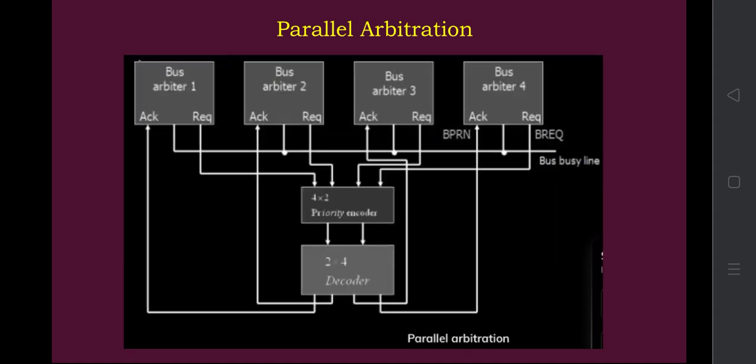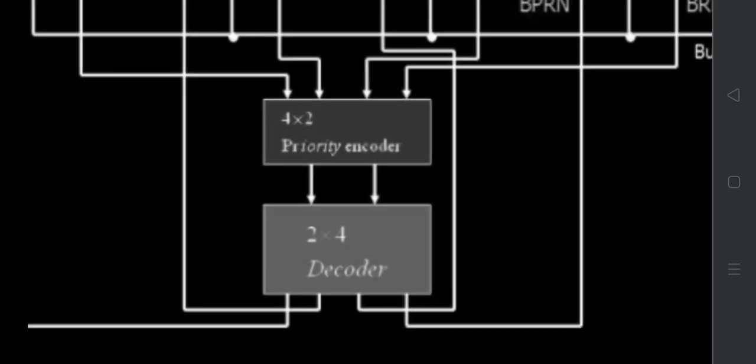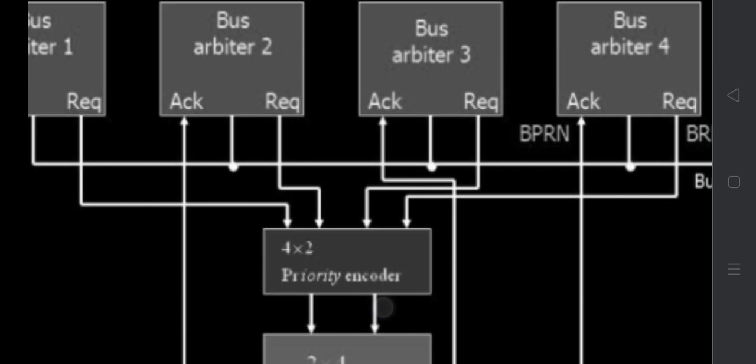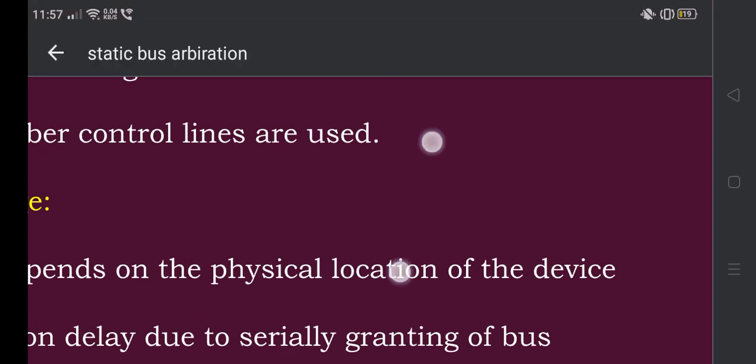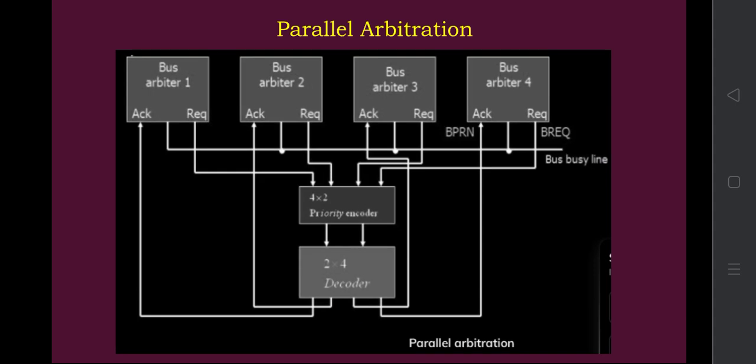So let us see the parallel arbitration method. In this method, we can see the encoder as well as the decoder. In the decoder, we can see the buses have the control. Here we have the acknowledgement and the request. As the request is needed, naturally the lines will be shared. Now we can see the bus request and bus acknowledgement lines here. Down here is the decoder and up is the encoder, the priority encoder.